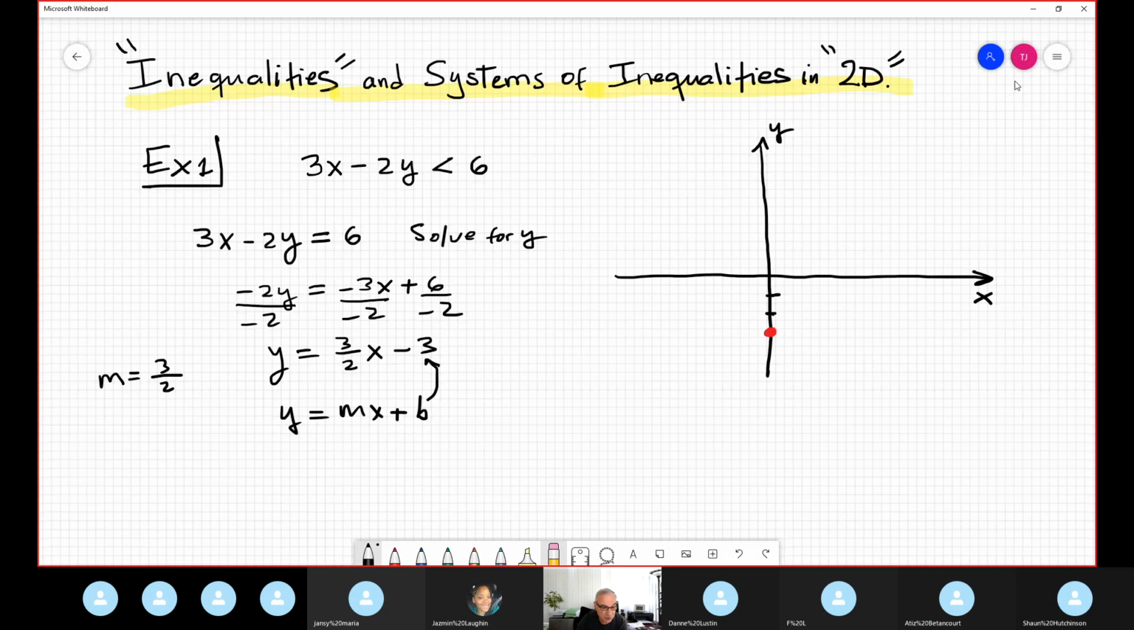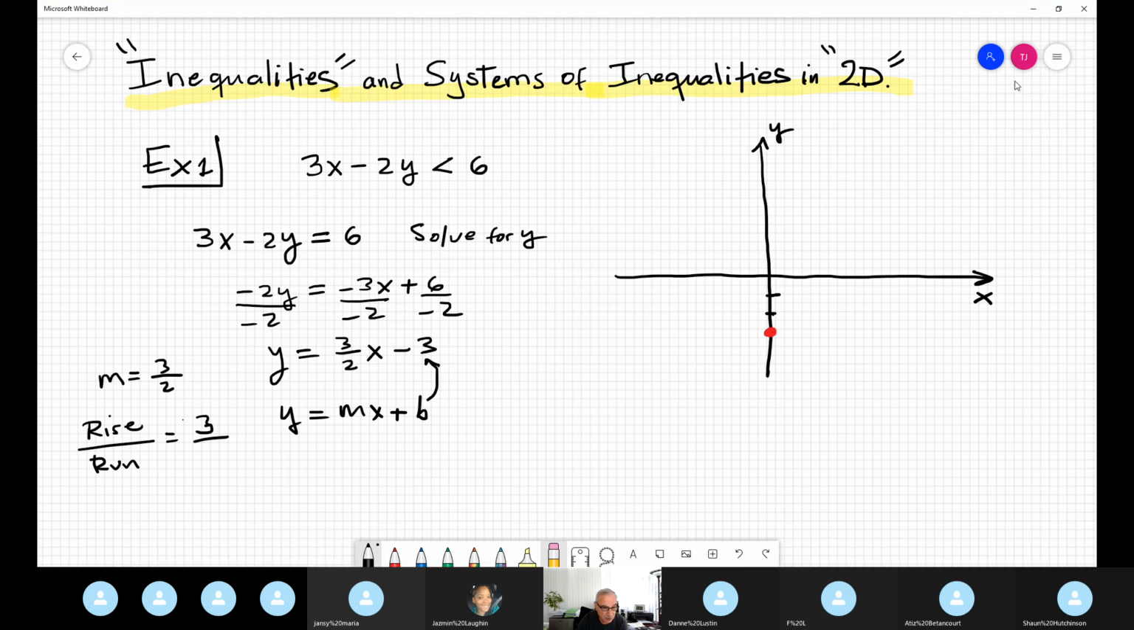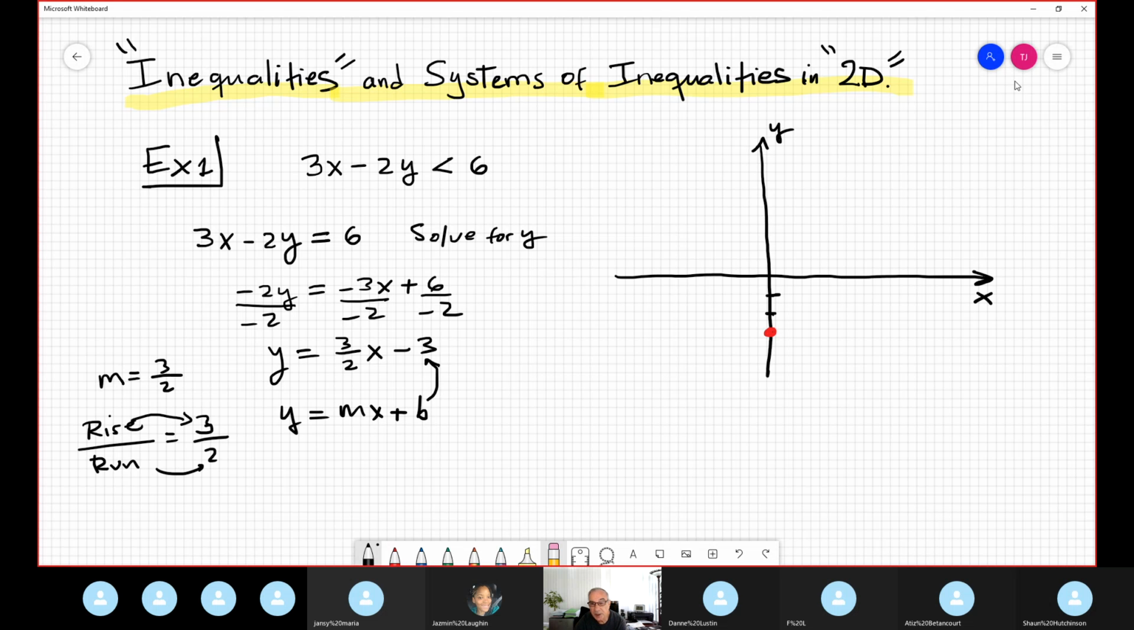Remember, slope by definition is the ratio between run and rise: rise on the top, run on the bottom. It's obvious that rise is 3 and run is 2. Therefore, from this point, I'm moving up 3 units, 1, 2, 3. We are at the origin, and 2 to the right, 1, 2. And we get the second point. By the way, this point is the point 2, 0, no? And this point was 0, -3.